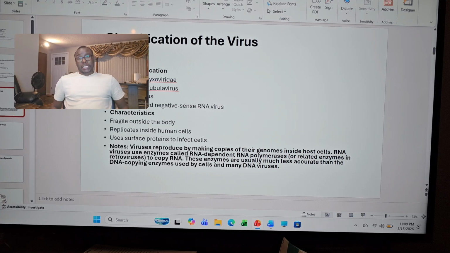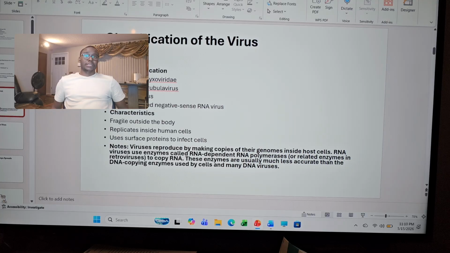The classification of this virus. Virus classification. It belongs to the family Paramyxoviridae. The genus is Orthorubulavirus, and it's also an enveloped virus. Single-stranded negative-sense RNA virus.